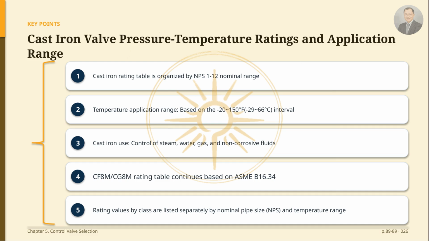I would like to introduce the method of categorizing the pressure temperature ratings of cast iron valves based on the nominal pipe size. The cast iron valve ratings table is organized for the nominal pipe size range of 1 to 12, or NPS 1 to 12. The temperature application range is based on the interval from -20 to 150 degrees Fahrenheit, which is -29 to 66 degrees Celsius. As mentioned previously, cast iron is used for controlling steam, water, gas, and non-corrosive fluids.